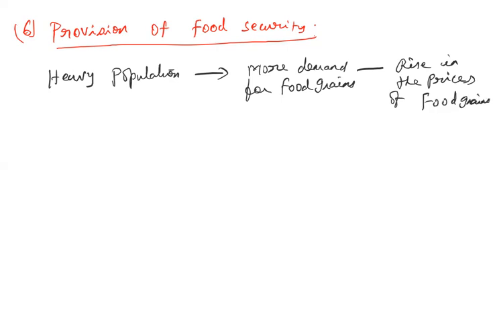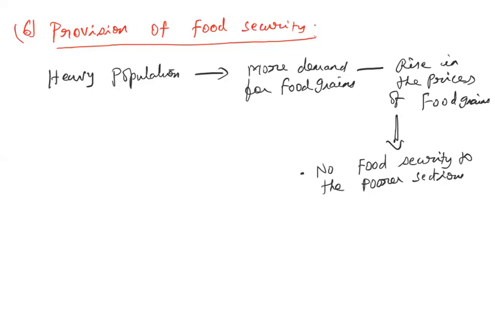If there is a rise in the prices of food grains, what will happen? These are all the problems. There will not be any food security to the people. No food security to the poorer sections.